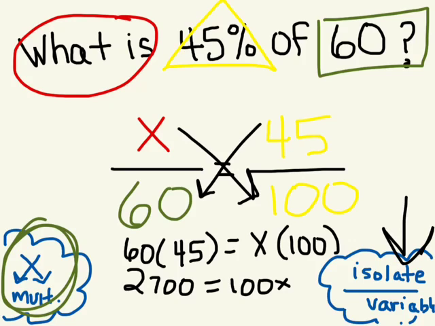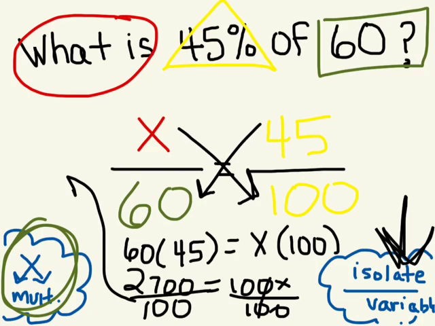Now I need to isolate my variable. So I'm going to divide by 100. Divide by 100, which leaves me with, sorry, I ran out of room, x equals 27.